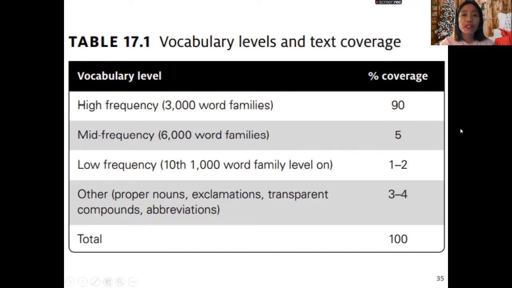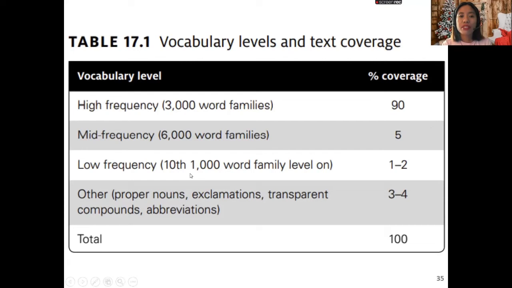And the coverage would be 90. So kay daghan jud ang high frequency, no? And mid frequency, that is 6,000 words. So kaning high frequency, commonly used po ni siya because the student can grasp it anytime without looking at the dictionary, and of course easier for him or her to understand.